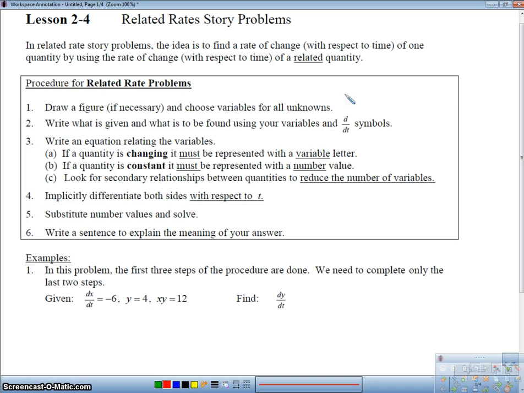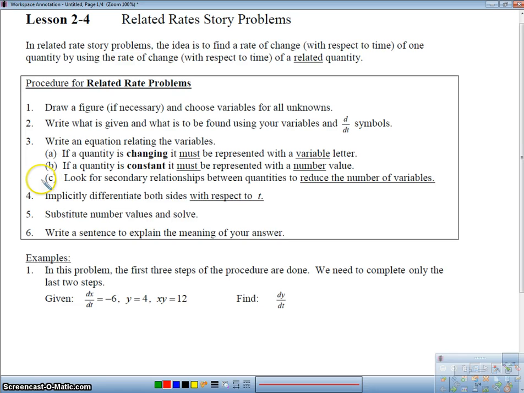The next thing you want to do is write an equation relating the variables that you have. Again, follow this procedure. Don't do any derivatives until after you've set up the equation. Anything that is changing needs to be represented with a variable. Anything that is not changing or constant should be represented with a number. So if you see in your situation here that it stays constant, put a number in it. If it's changing, put a variable. Then differentiate after you've seen if there's any relationship.